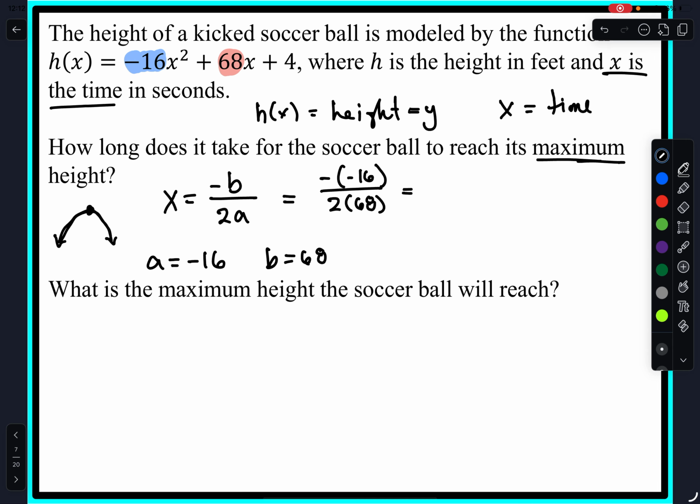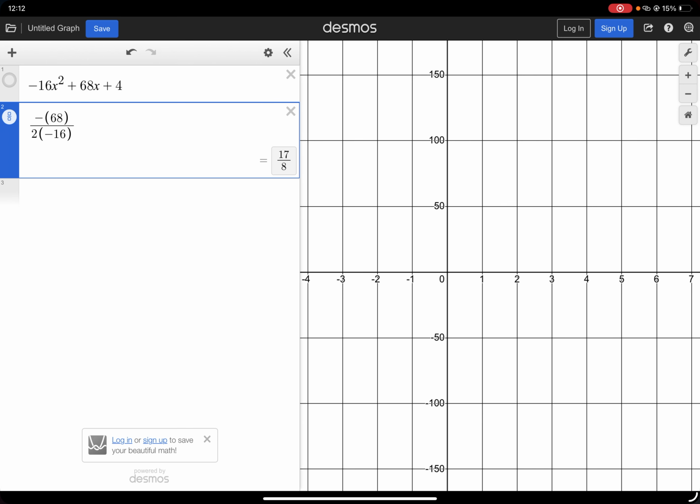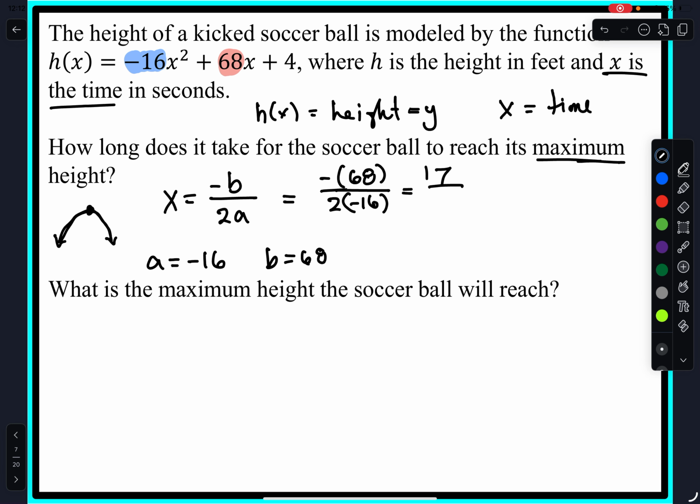Oops, I wrote this backwards here, but I wrote it correct on the calculator. So 68 goes on the top and negative 16 goes on the bottom. So it's 17 over 8. So that's the time. It's going to take 17 over 8 seconds, or again, the 2.2 seconds. So x equals 17 over 8. That's how long it's going to take for the soccer ball to reach its maximum height.